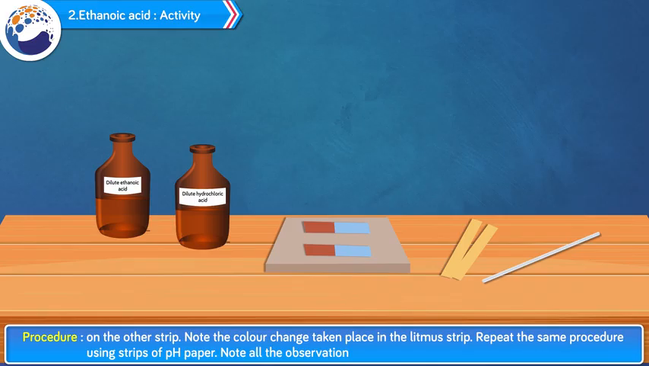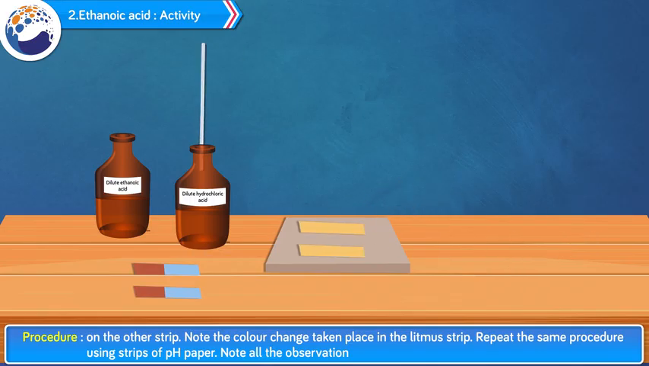Note the color change taking place in the litmus strip. Repeat the same procedure using strips of pH paper. Note all the observations.